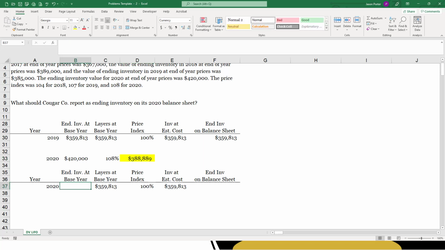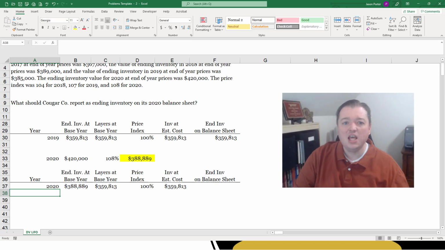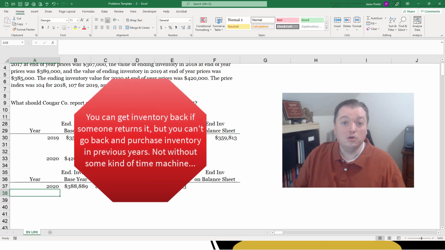So now I come down to my dollar value LIFO table. I put in my 2020 and my $388,889, and I look at my layers. Now, a lot of people look at that and they say, oh great, let's put back in the 367, let's put in the 7,000 again, but you can't do that. Once you've sold inventory, it's gone. You can't recover it ever.